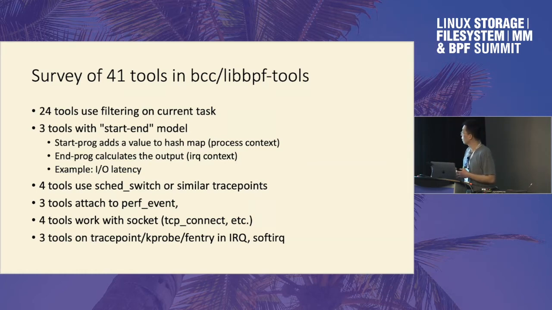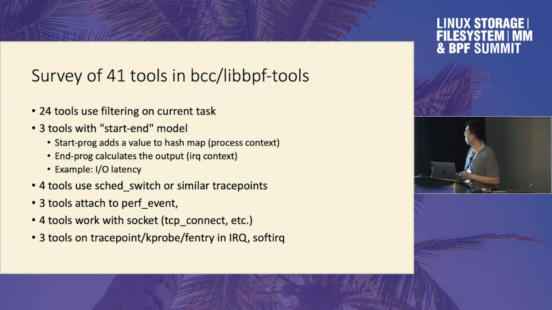programs. And three of these tools were the start-end model Brandon just mentioned. You start tracing something in your process context, and actually the end happens in the IRQ, so you cannot use current task to find the ownership. One example is to trace the IO latency. You start the read, and you want the exact latency, which happens in the IRQ context, the end of the IRQ.